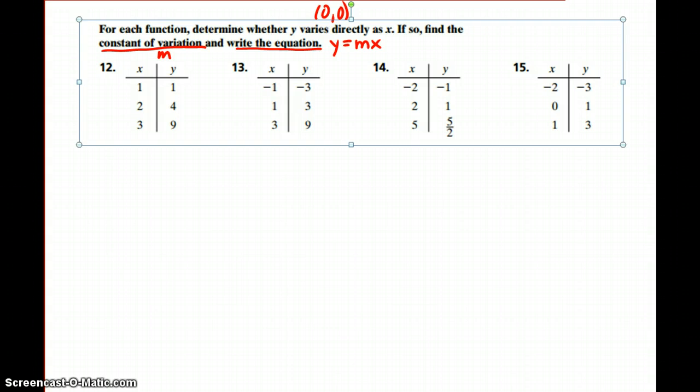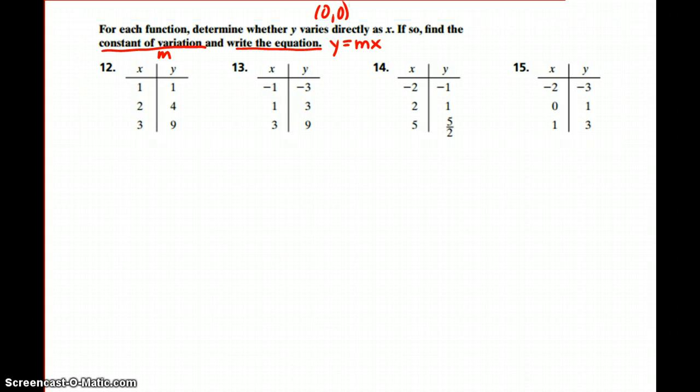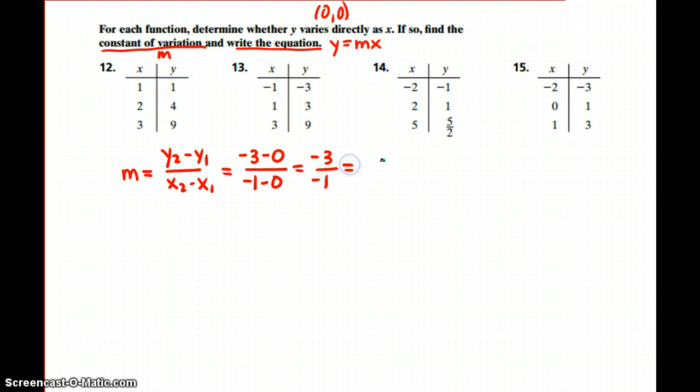Okay, so some of us can look at the table and figure out right away if it's direct variation, but I'd like to just show you how you can check it yourself. So if you're trying to find the constant of variation, the slope, you can do y2 minus y1 over x2 minus x1. So you would have negative 3 minus 0 over negative 1 minus 0. You're always going to use the origin. So negative 3 over negative 1, and you get a positive 3.